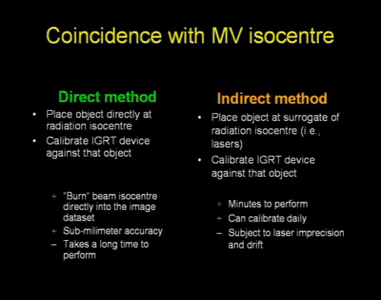Some of the advantages of the direct method are to burn, if you will, the treatment beam isocenter directly into the reconstructed image data set. And also, because one takes a lot of time placing the object directly at the isocenter, it can provide some millimeter accuracy.